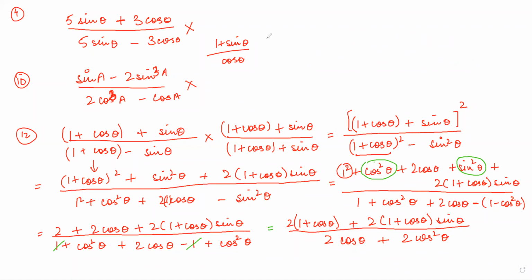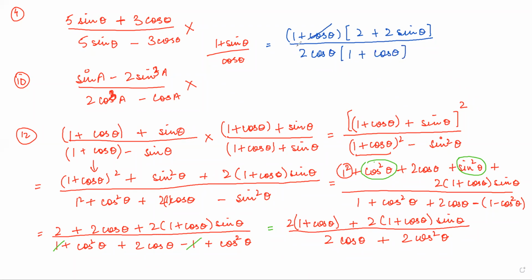So you can see in the numerator, I can take 1 plus cos theta common because it is there in both the terms. And I'm left with 2 plus 2 sine theta. Clear? And then divided by, again, I can take 2 cos theta common. And then I'll have 1 plus cos theta, right? Now this 1 plus cos theta, 1 plus cos theta, the bracket will cancel out. Again, you can take this 2 common. So you have 1 plus sine theta and divided by 2 cos theta. Now 2 will get cancelled out. So you will have 1 plus sine theta divided by cos theta, and that's your RHS.